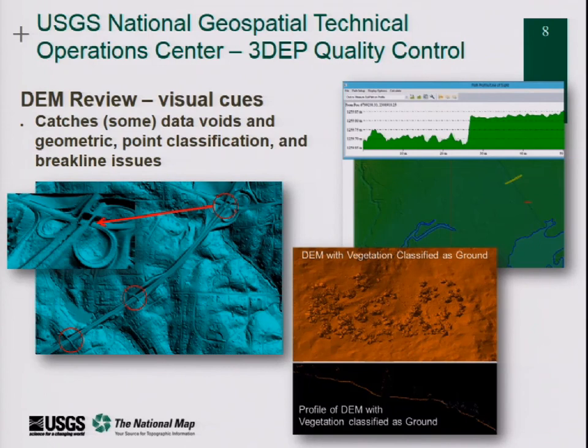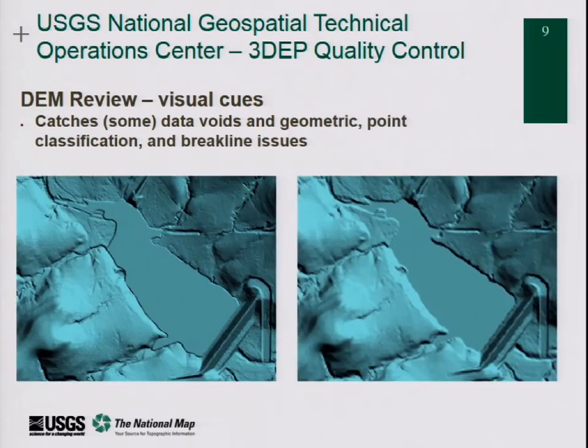So we have vegetation left in the ground class, and it's very evident in the surface. You can see a lot of bumpy texture there. So an important part of the 3DEP DEM data product suite is that certain hydro features have to be treated. They have to be breakline enforced.